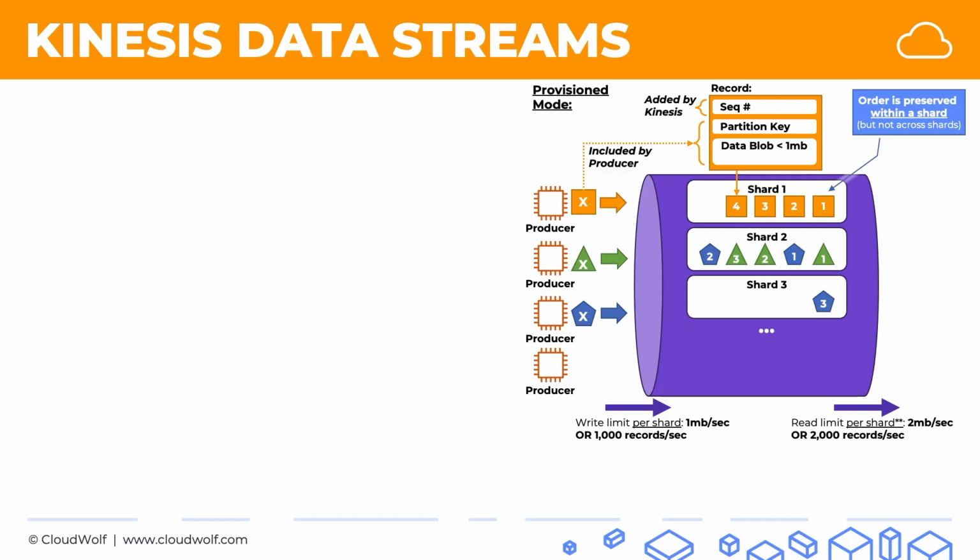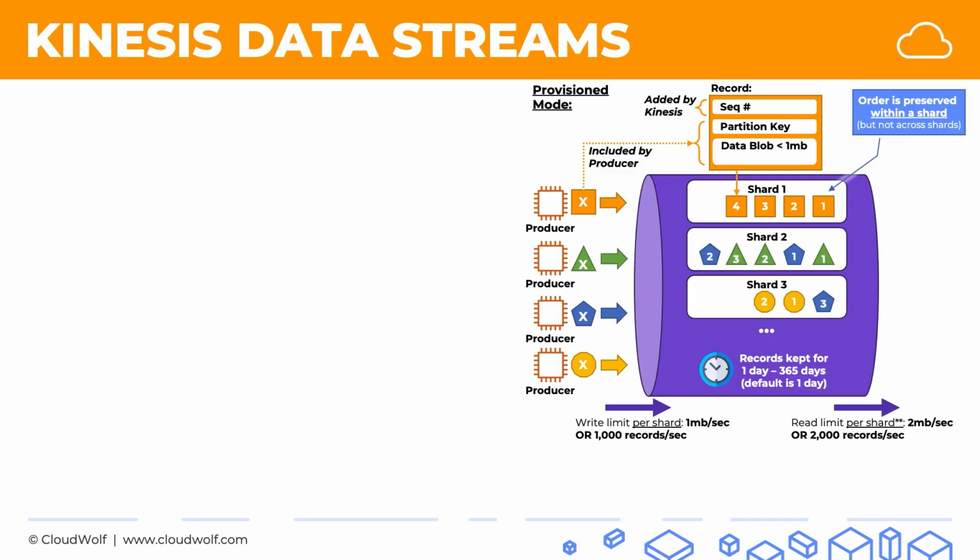Now here's another producer producing records. As you can see, this third producer is using a mix of partition keys, and therefore it's not guaranteed that the records will go into the same shard. They're going across different shards, and therefore order may not be preserved. Maybe for that producer it doesn't matter that order is preserved. And here is another producer producing records again.